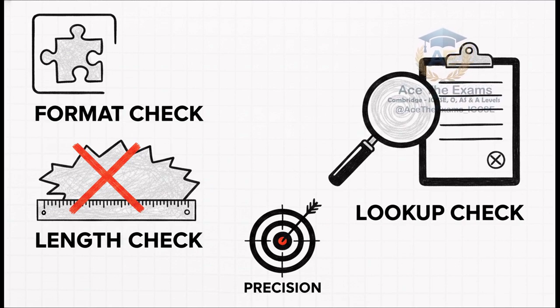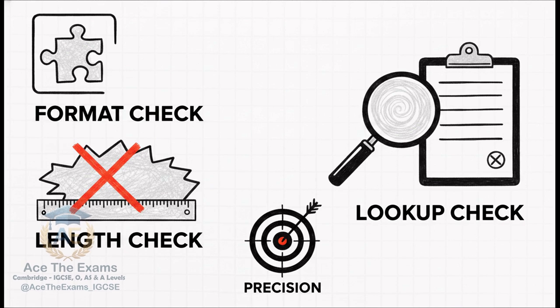A format check, which is sometimes called a picture check, forces the user to type exactly 2 digits followed by 1 letter. A lookup check compares the entry against a predefined list of valid classes. Notice how I didn't say length check? A length check ensures it's 3 characters long, sure, but it wouldn't stop someone from typing in ZZZ, missing the format completely. Precision is absolutely everything here.